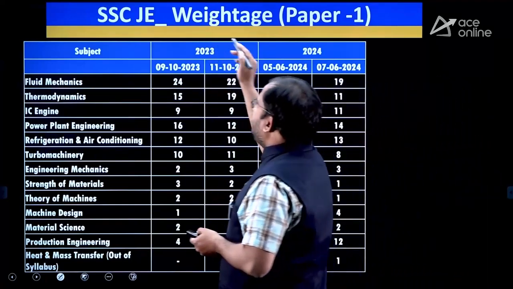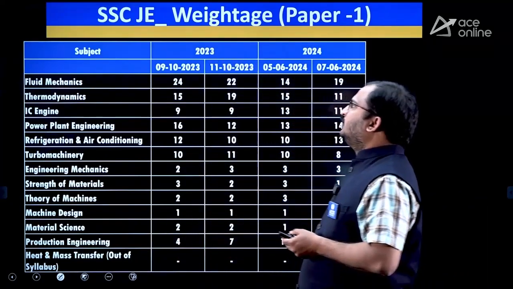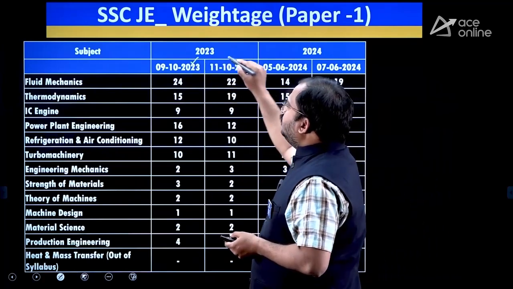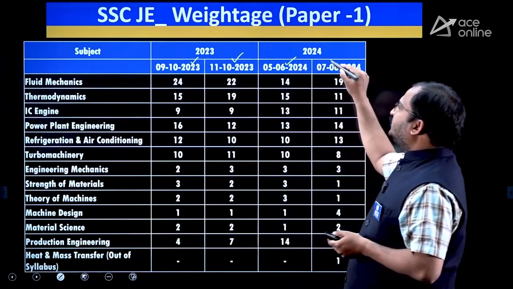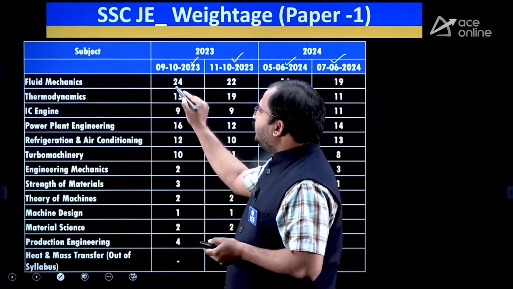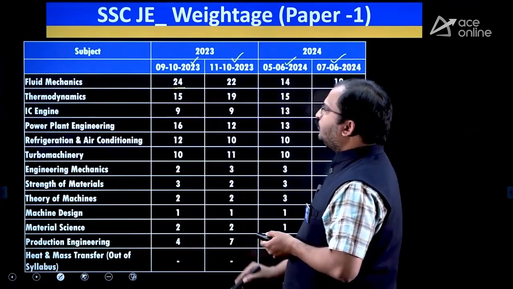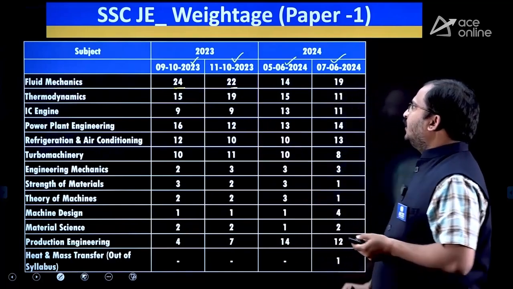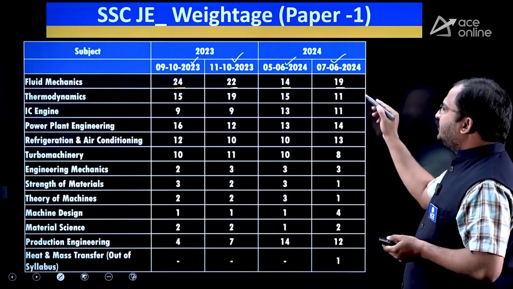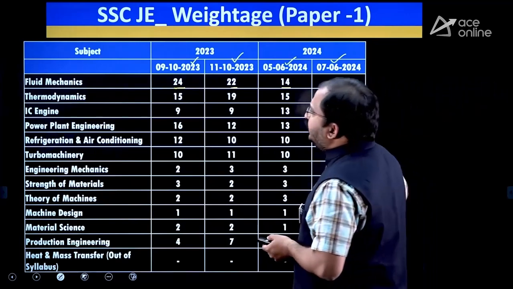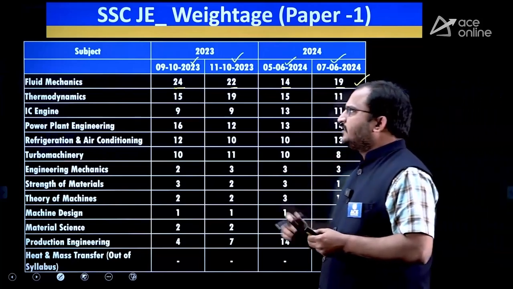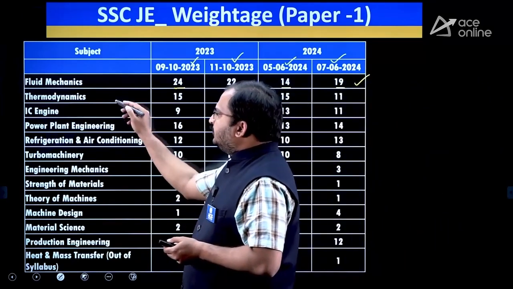Then coming to the weightage of paper 1, in the last 2 years, the paper 1 examination was conducted in 2 sessions. In the 2 sessions of 2023, you can observe fluid mechanics in the first session 24 marks, second session 22 marks. Then in 2024, first session 14 marks, second session 19 marks. So, this fluid mechanics subject has very good importance in the SSC-JE examination. So, try to go through that.